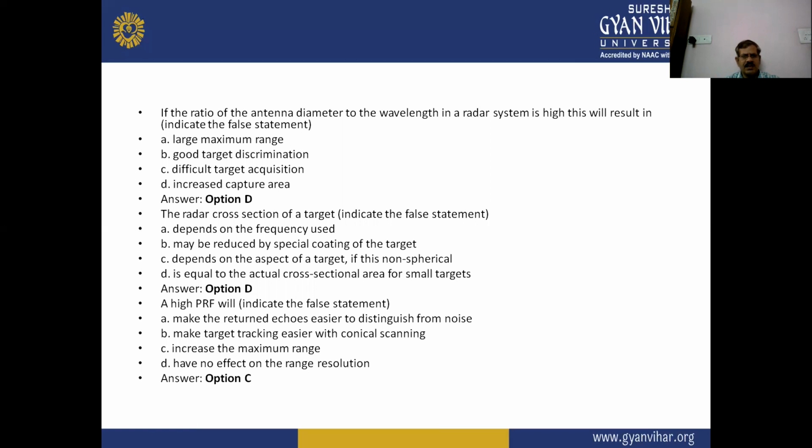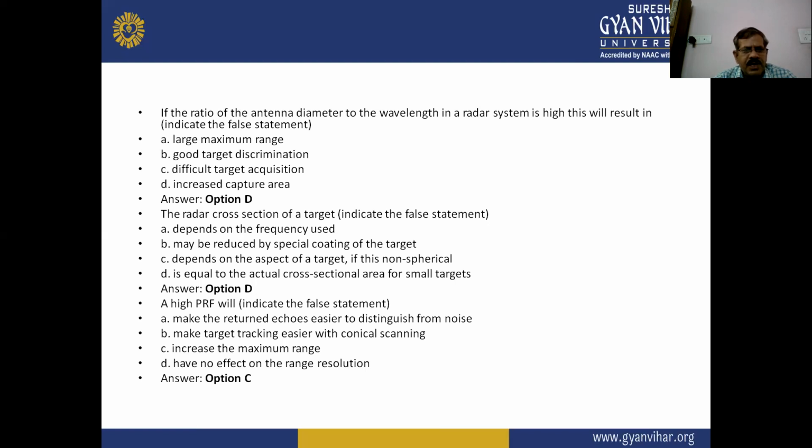So option A is correct, depends on the frequency used. Option B, that is true, may be reduced by a special coating of the target. Option C is also true for the radar cross section of a target, depends on the aspect of a target if it is non-spherical. So in this question, 3 statements are true, but statement 4 is false. So here the false statement is option D.